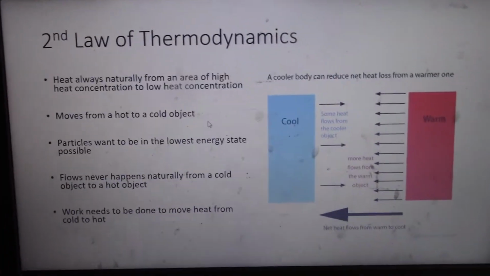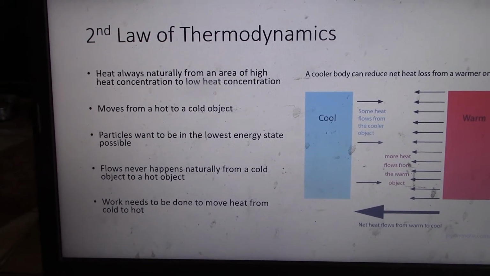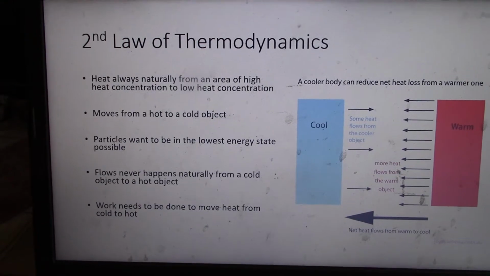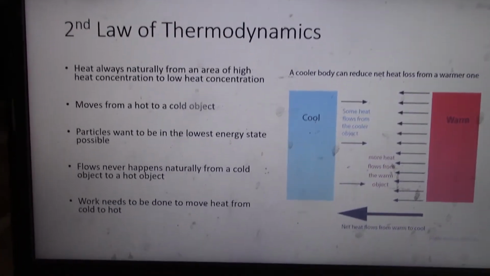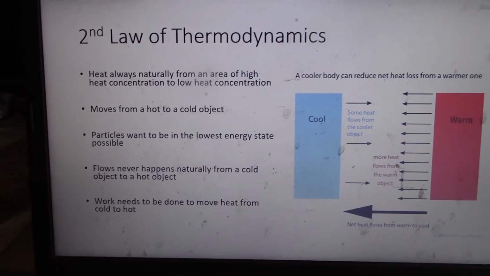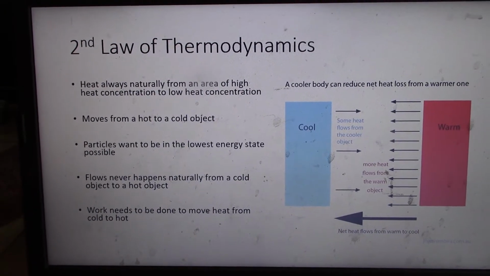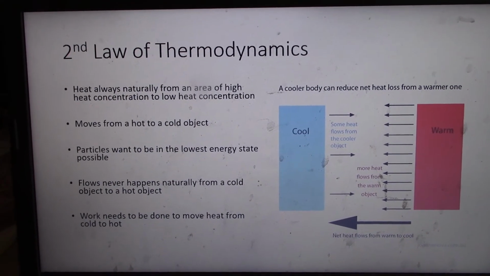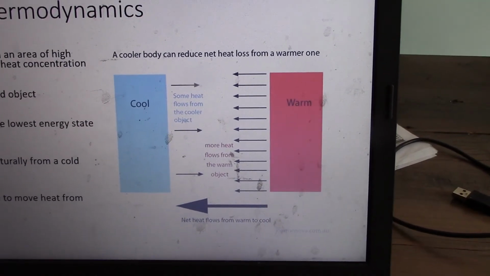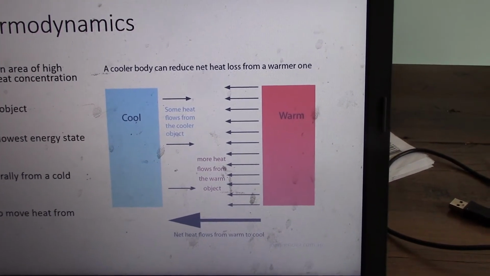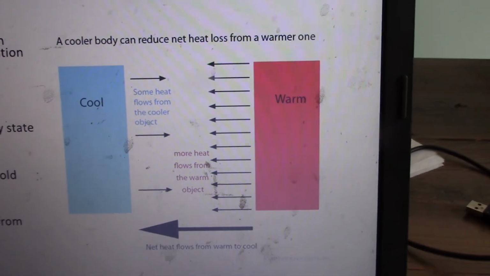Okay, the second law of thermodynamics is about transfer. So heat always travels from an area of high concentration to low concentration, right? So it's the same thing as matter, right? Matter always diffuses into areas of low concentration to be in a lower energy state. Okay, so flow never happens naturally from a cold object to a hot object. Places of high energy, which would be warmer, move to places of low energy, which would be cooler. And this explains how heaters work.